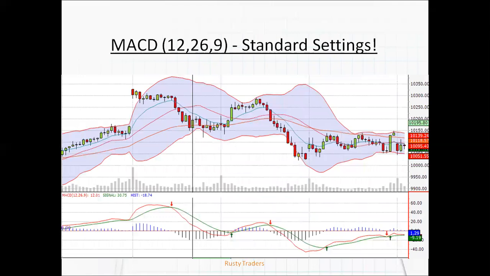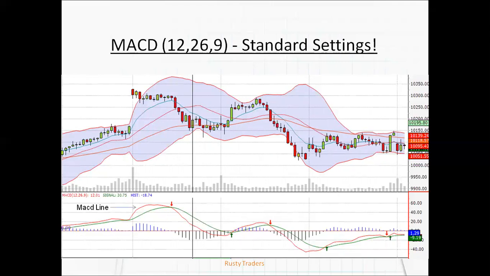MACD has a proper setting, which is 12-26-9. I guess it's self-explanatory in the sense 26-12 is the MACD line, 9 is the signal line. So using 12, 26 and 9 as inputs, MACD is generated. You can use any other inputs, but I prefer staying with something that is used by all, or rather the majority, of the traders on the market floor.